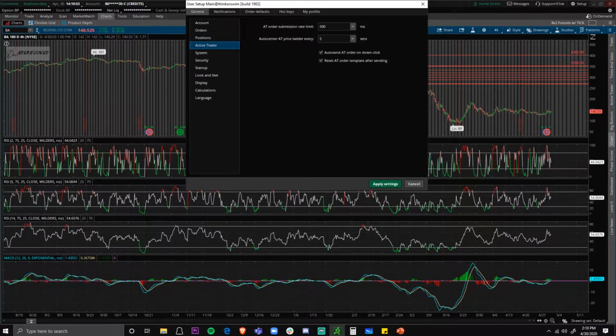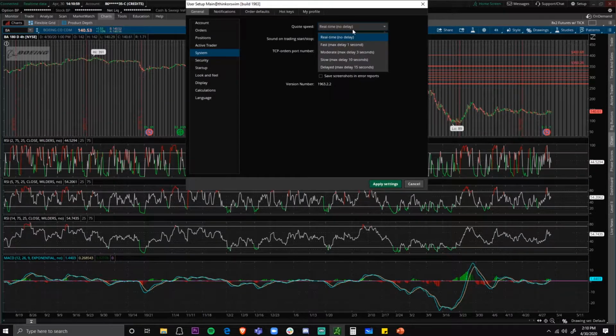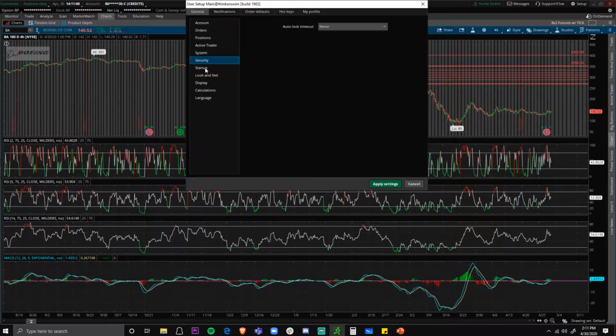Your active trader, as you can see, I do have certain things set like this. The system, real time. I obviously do not want my quotes delayed. You can do those. But I want real time. That should be checked. That's in general and in system. Security, you can do auto lockout feature where if you're away from your computer, you probably do want to change this. I don't have mine.